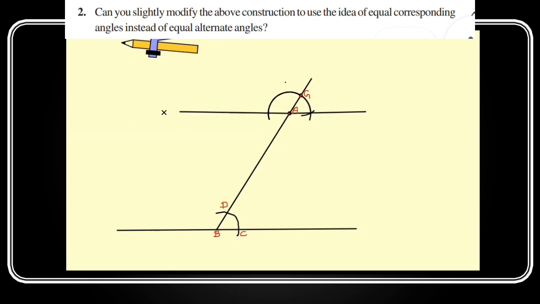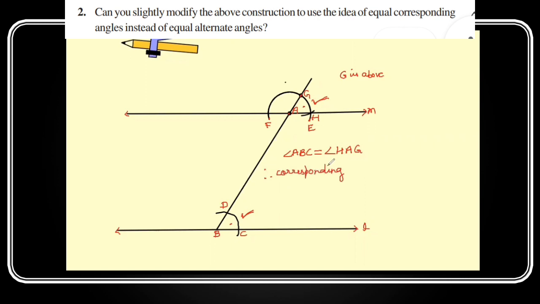Now angle ABC is equal to angle HAG because we measured the angle ABC and drew the angle HAG. Both these are corresponding angles. We drew equal corresponding angles to draw parallel lines. Therefore, corresponding angles are equal, so the lines are parallel. L is parallel to M. So, M is the required line and we used the idea of equal corresponding angles instead of equal alternate angles.